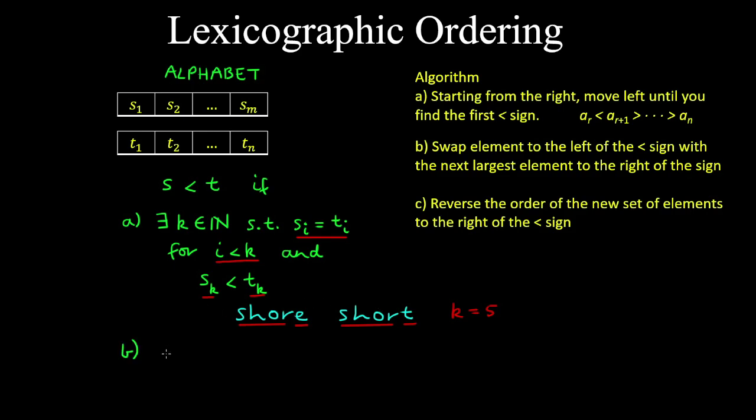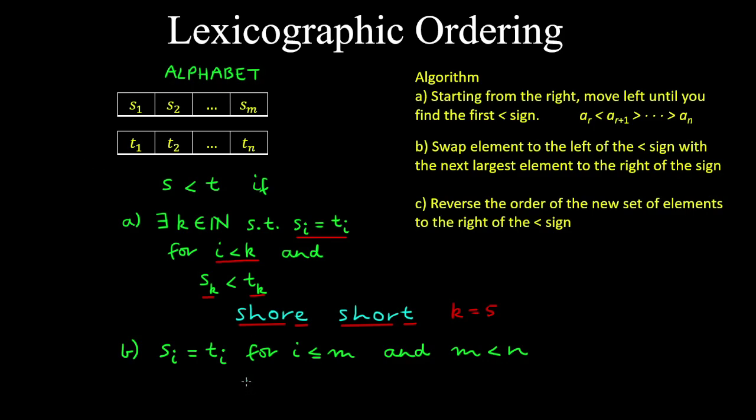Now another condition, condition B, is if the word S is shorter than the word T. So we have the character at index i in S being equal to the character at index i in T, for i less than or equal to M, which is the length of the word S, and the length of the word S is less than that of the word T.